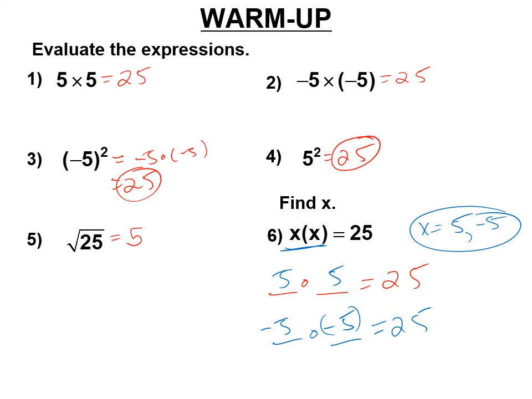And that problem causes us to have something called a negative square root. The square root of 25 is 5, but there's also something called a negative square root, and all it is is negative 5.